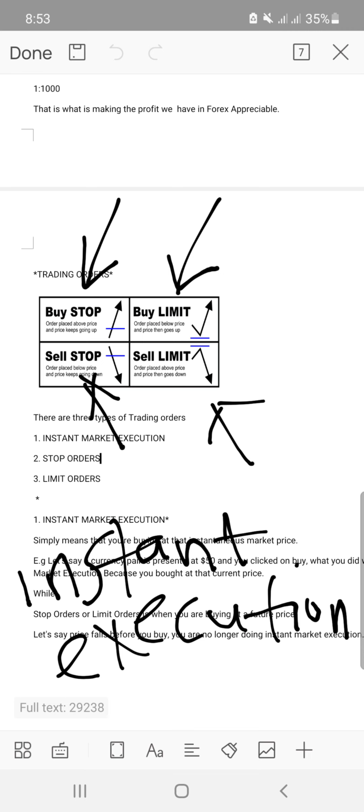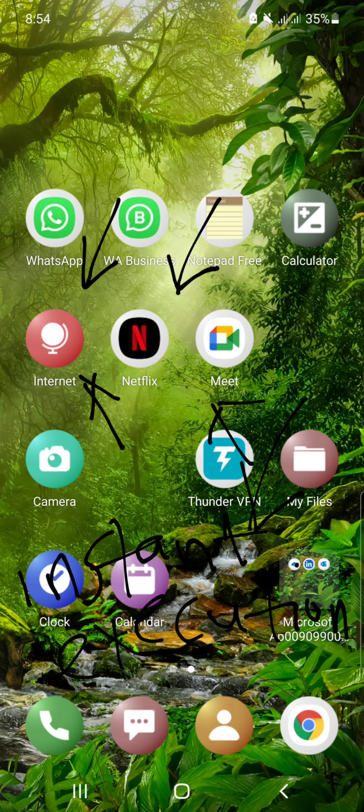So let's say I get a fundamental news release that USD JPY, or all USD pairs, are going to buy, maybe because the US economy did well, and I immediately enter the trade. Now I'm entering that trade based on instant execution. Let me show you an example.